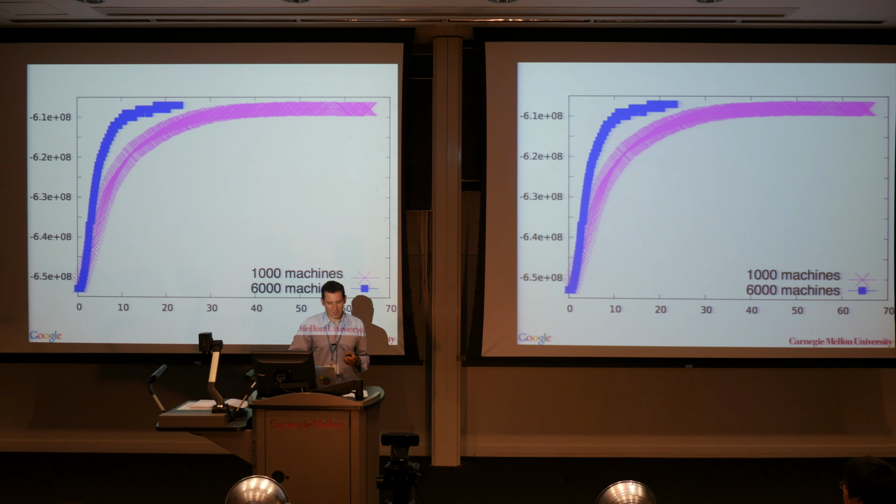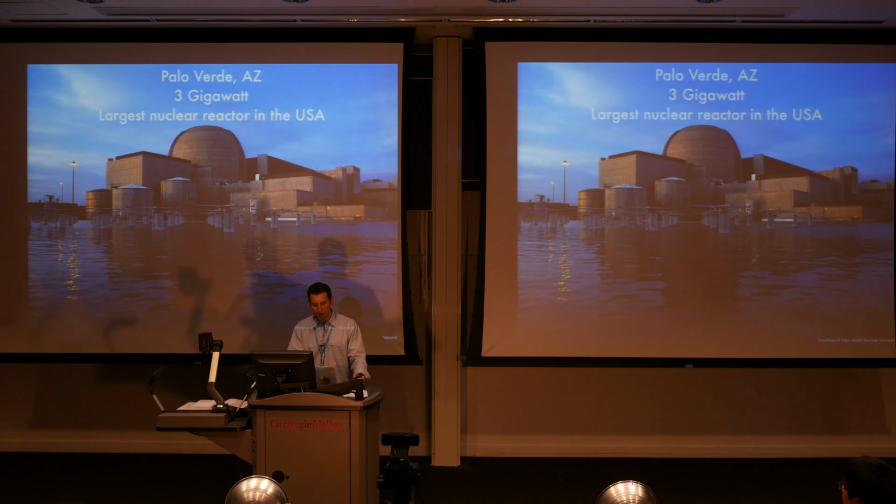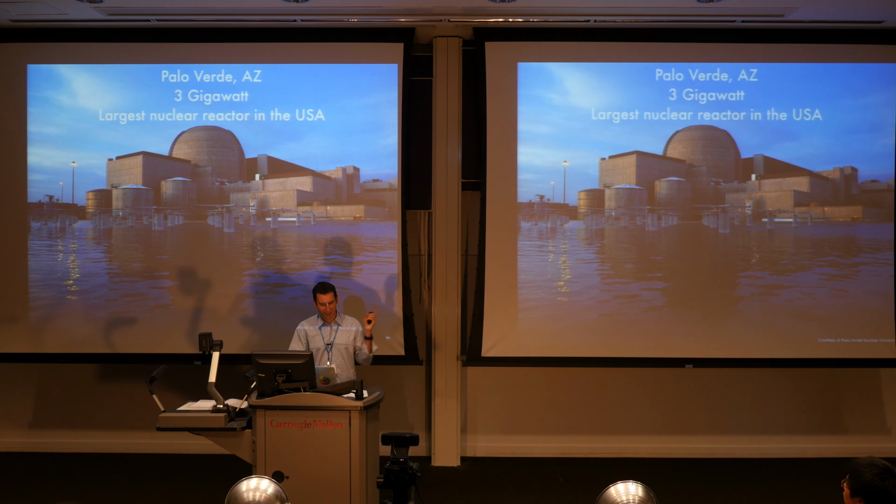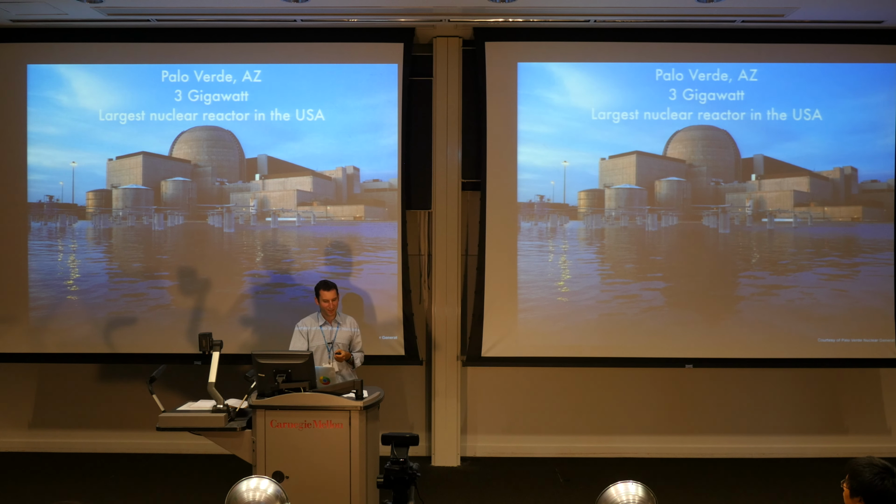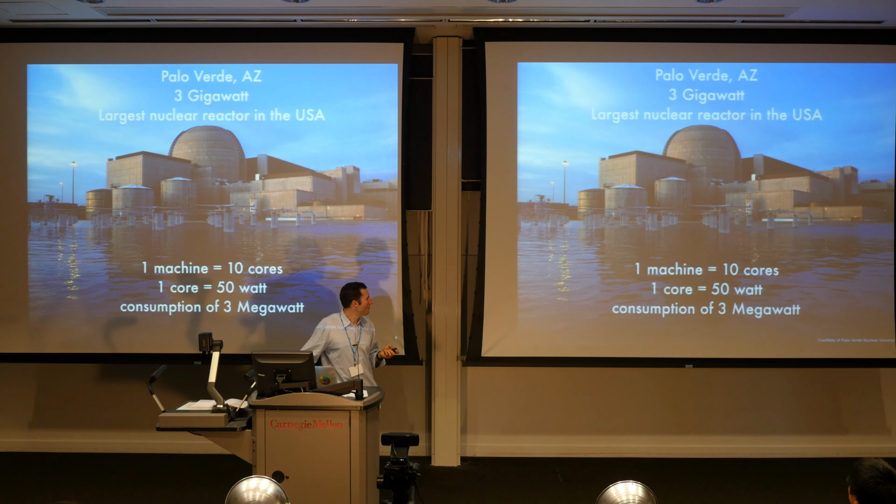So these are experiments that were done at Google. Just to put this a little bit into relation, this is the largest nuclear reactor in the United States. It produces 3 gigawatts. One machine is about 10 cores. One core uses probably around 50 watts. So we used about 3 megawatts. So it was basically 0.1% of a nuclear reactor that we were burning for our experiments.